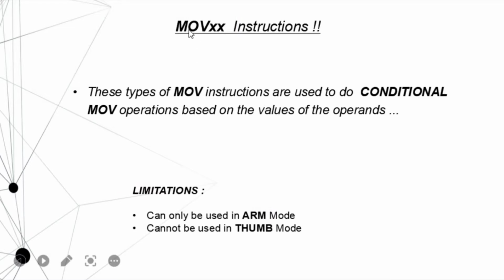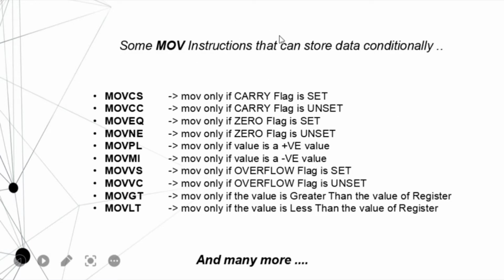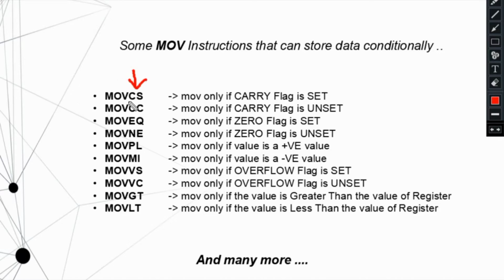So what are all the conditional move instructions? These are MOVCS. What does this mean? If the carry is set, then perform the move operation, where the operand will just be moved into the destination register. Likewise, all the conditions are described here. CC stands for carry clear, EQ means equal, the zero flag is set, NE means not equal, the zero flag is not set, and VS means the overflow flag is set, or VC means the overflow flag is clear.